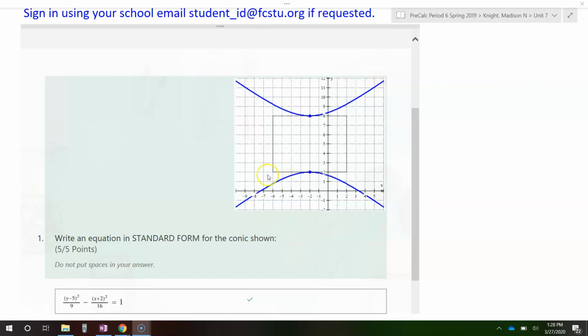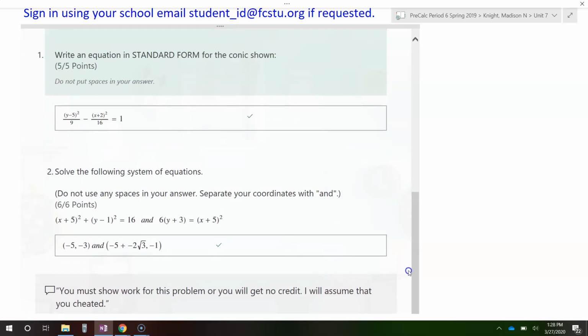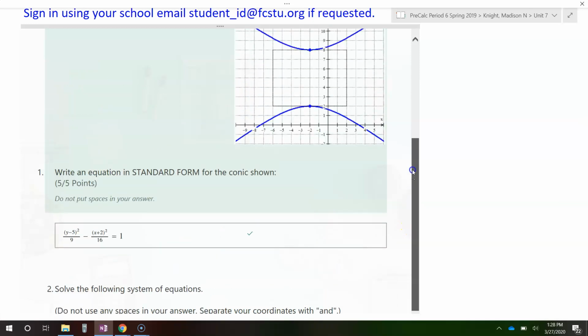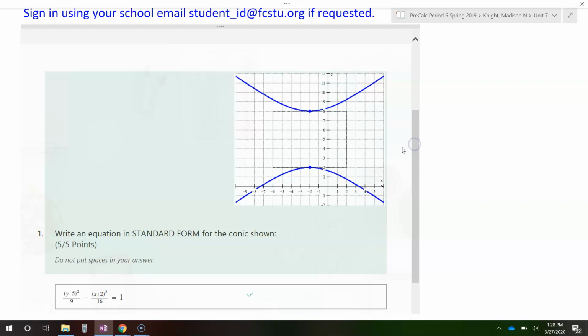In this video, I am going to show you how to do a couple of these conic section problems. I'll show you how to write the equation for this hyperbola right here, and I'll show you how to solve this system of equations that involves two conics. But almost more importantly, I'm going to show you how to type those answers into Microsoft Forms using their little interface.